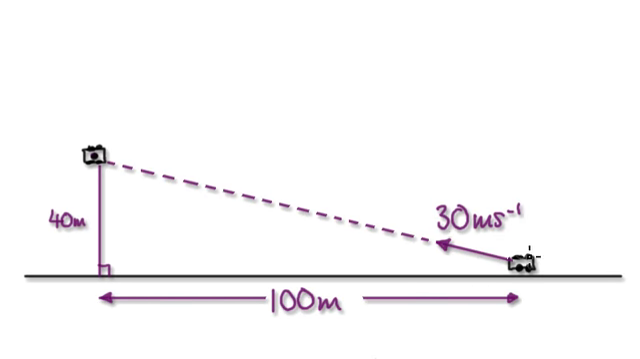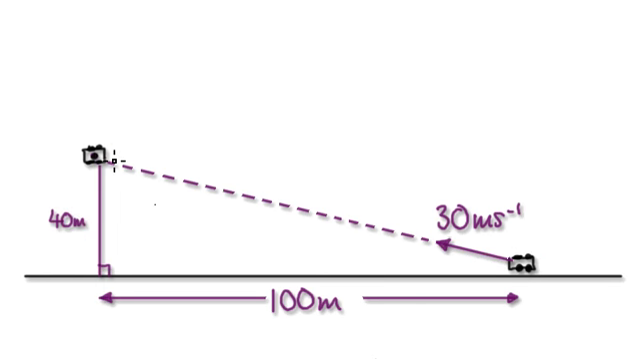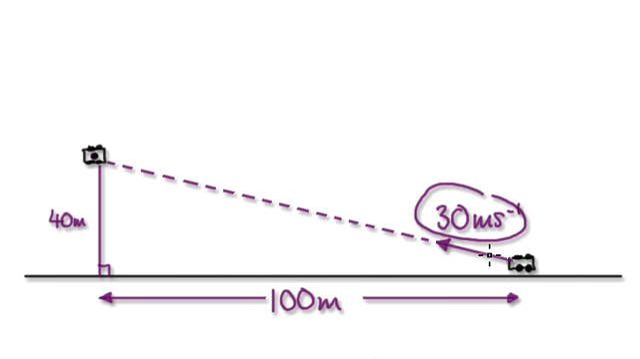So following on from the previous video, we've got this situation here where we've got this car moving horizontally along here, and then we've got a police car here, 40 meters perpendicular to the road. The police car then fires the radar gun at the moving car, and the radar gun tells the police car that this car is moving 30 meters per second in the diagonal direction.